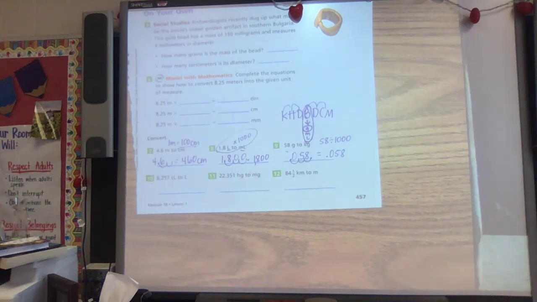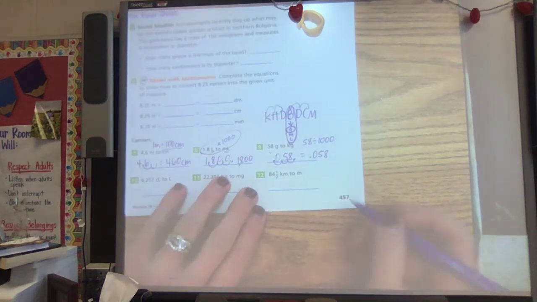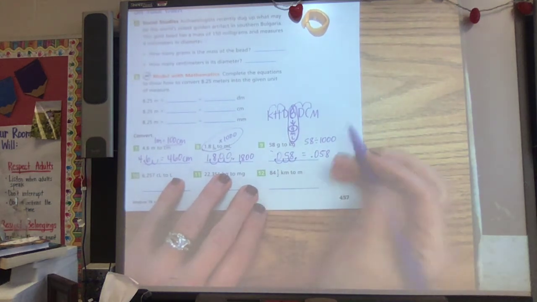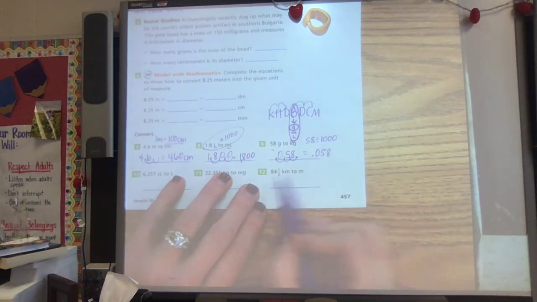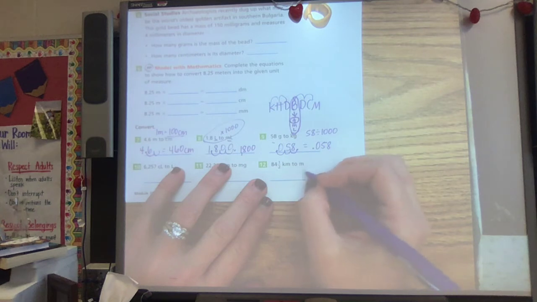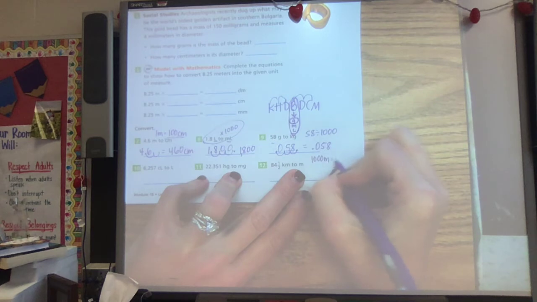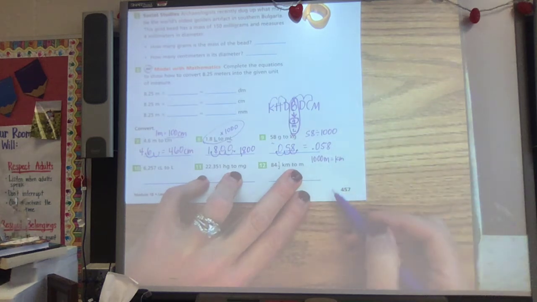So if I keep looking at number 10, let's go to number 12. Number 12 says 84.5 kilometers. I wanted to do this one because it has that fraction. 2 meters. Okay. Well, I want to know what a half is, so I need to go ahead and change that to meters. I know that there are 1,000 meters in a kilometer.